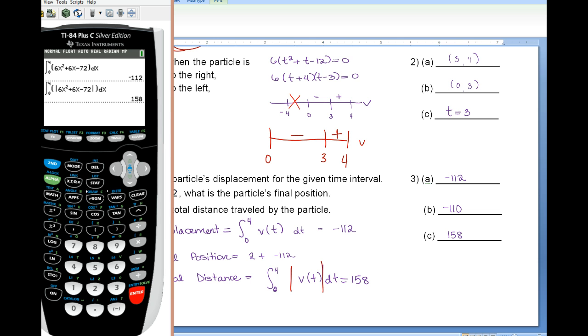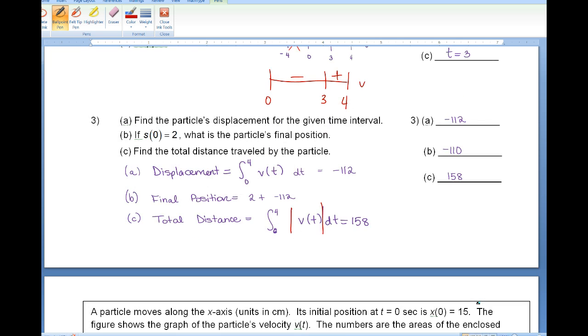Good. But it's the same equation, just the absolute value. So remember how velocity was negative from 0 to 3? It ends up making it positive. Your total distance traveled should always be bigger than or equal to your displacement. All right, next page.